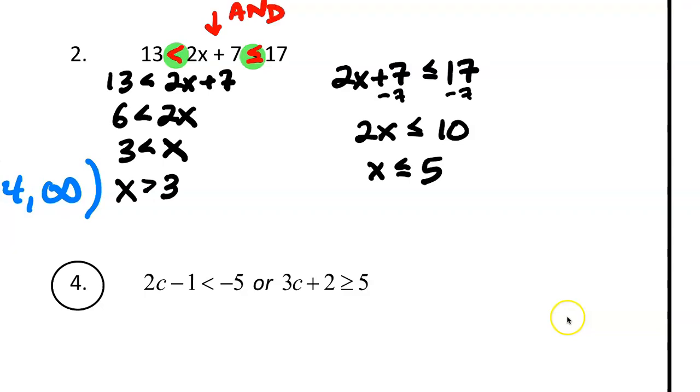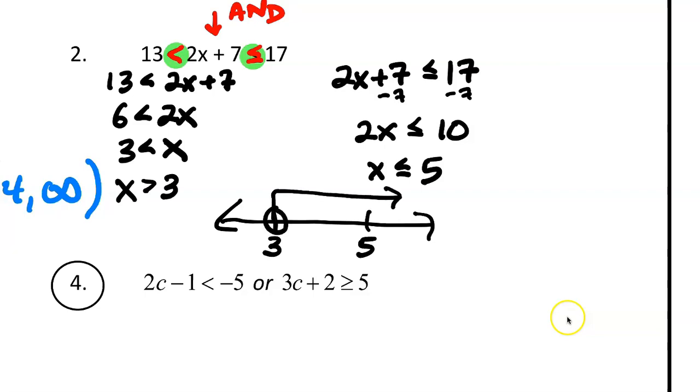So the graph of our solution set, here's 3, here's 5. Greater than 3 would be this way, less than or equal to 5 would be this way, and the and, or the overlap, the intersection, would be everything in between. So every number in between 3 and 5 would be a solution. Like 4 is greater than 3 and it's less than 5. Any number between 3 and 5 would satisfy both.